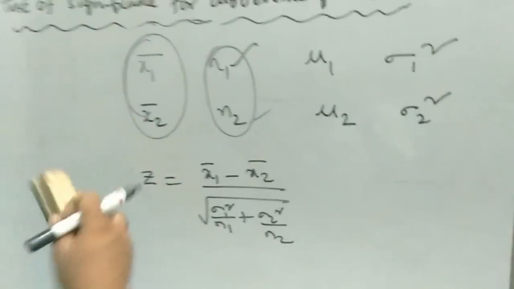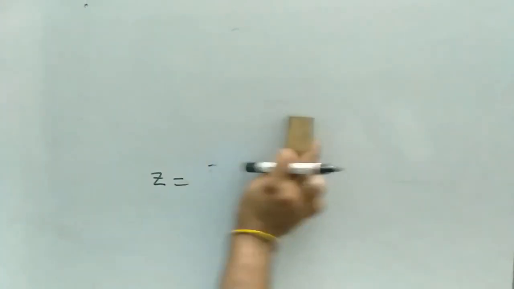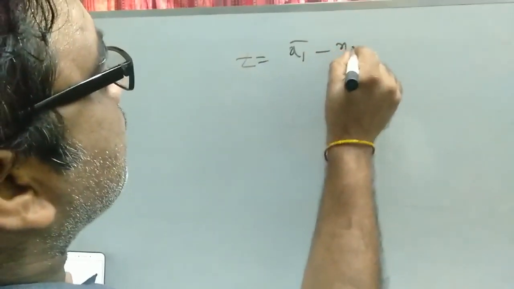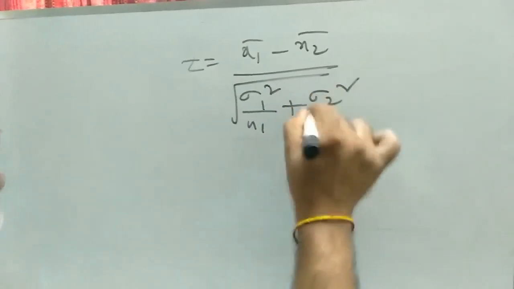And we follow the procedure in doing problems. We use the procedure of testing of hypothesis, that is null hypothesis, alternative hypothesis, level of significance, then test statistic, and finally conclusion. So the procedure will be the same for all problems. The statistic will change. Here we are going to test the difference of two means, so we use the statistic z is x1 bar minus x2 bar by square root of sigma1 square by n1 plus sigma2 square by n2.